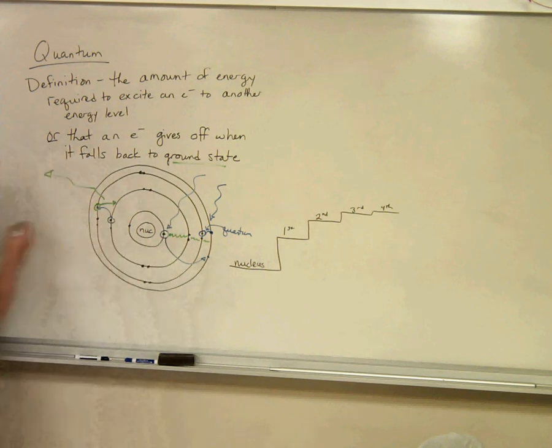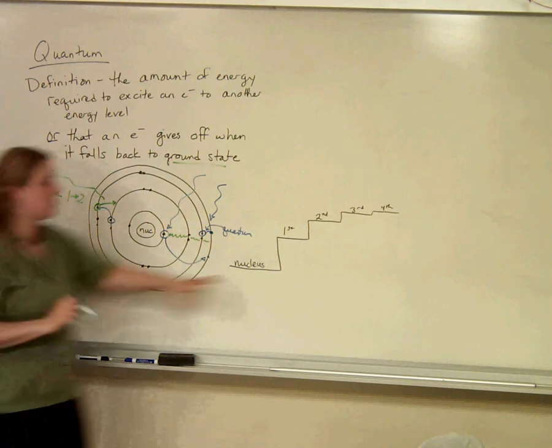So let me write this down. So the quantum to go from 3 to 4 is less than to go from 1 to 2. The quantum for 1 to 2 is a higher amount of energy.